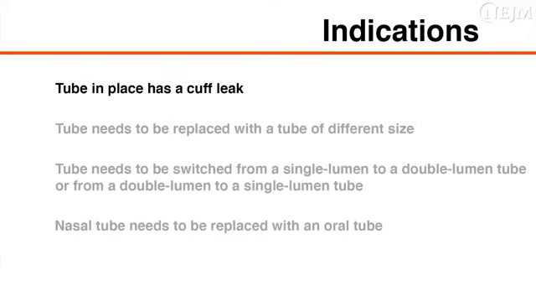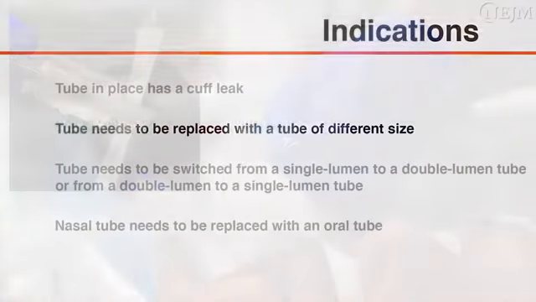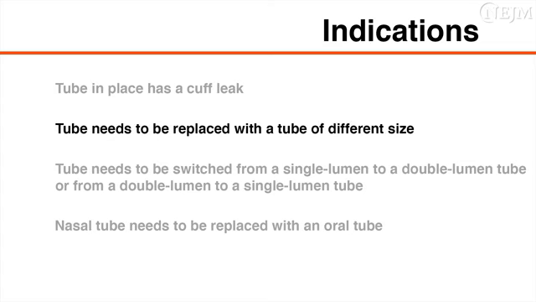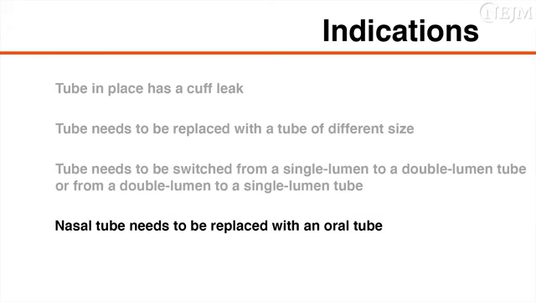Endotracheal tube exchange is indicated when the tube that is currently in place has a cuff leak, needs to be replaced by a tube of different size, needs to be switched from single lumen to double lumen tube and vice versa, or when a nasal tube needs to be replaced with an oral tube.